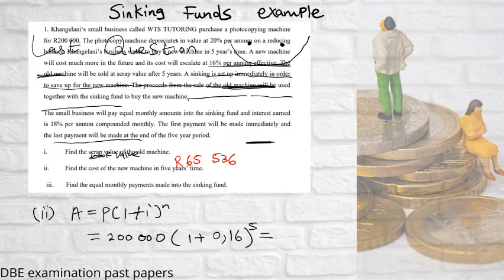We want to see how much the cost of the new machine will be after 5 years. When we use our calculator, it's going to give us 420,068 rands 33. That will be the cost of the new machine. It will have increased from 200,000 to 420,068.33.